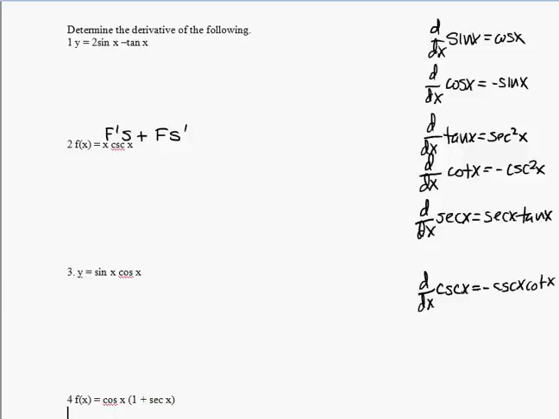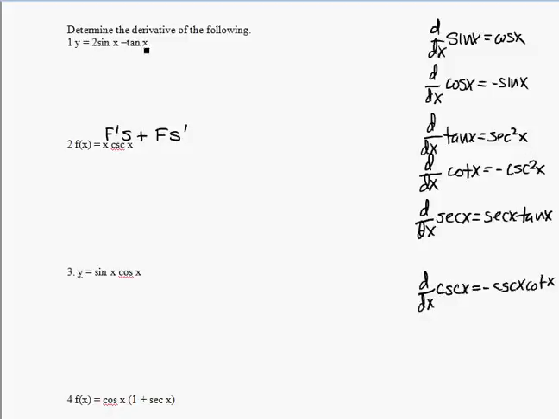Okay, let's take a look at some trig derivatives here. On the side, I have our six trig derivatives. Notice that the derivative of cosine is negative sine, of cotangent is negative cosecant squared, and the derivative of cosecant is negative cosecant x cotangent x. So notice the derivative of all your c functions is negative. Just a little tip from me to you.